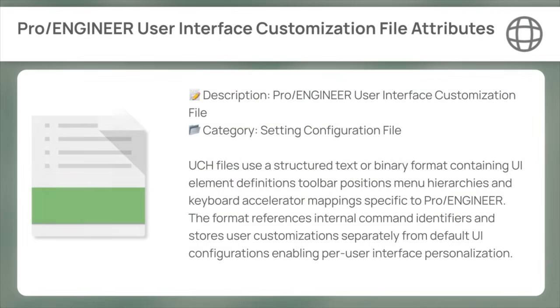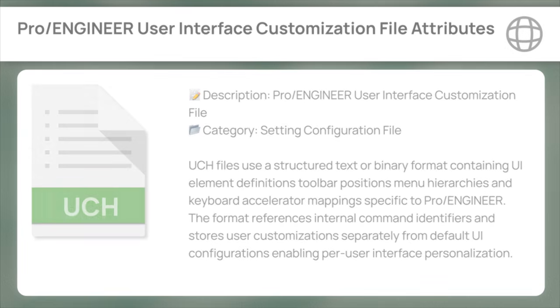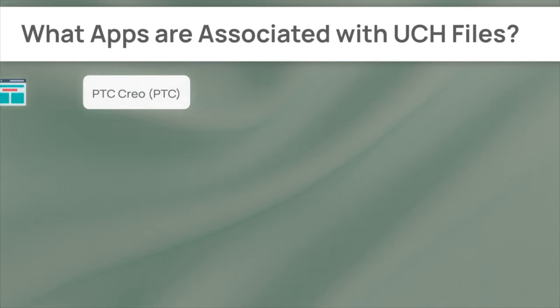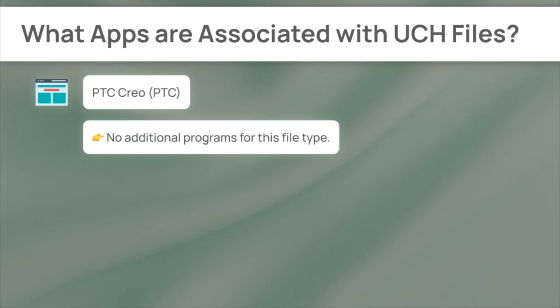UCH files use a structured text or binary format containing UI element definitions, toolbar positions, menu hierarchies, and keyboard accelerator mappings specific to Pro/Engineer. The format references internal command identifiers and stores user customizations separately from default UI configurations, enabling per-user interface personalization. The ideal software for creation and opening of UCH is PTC Creo from PTC.